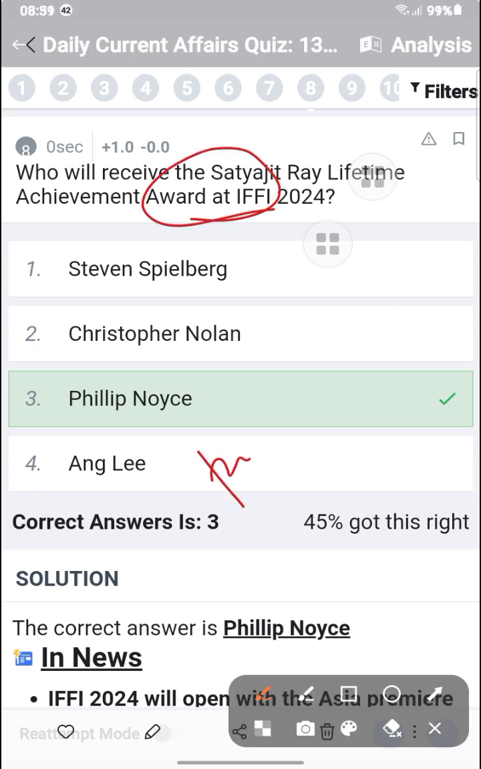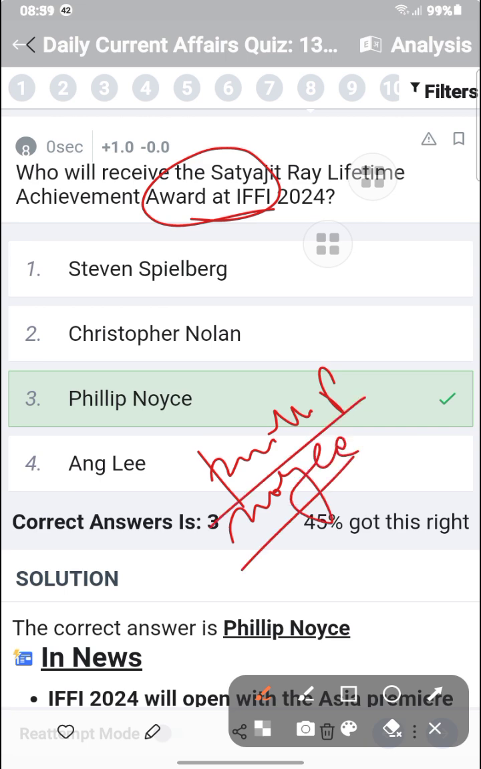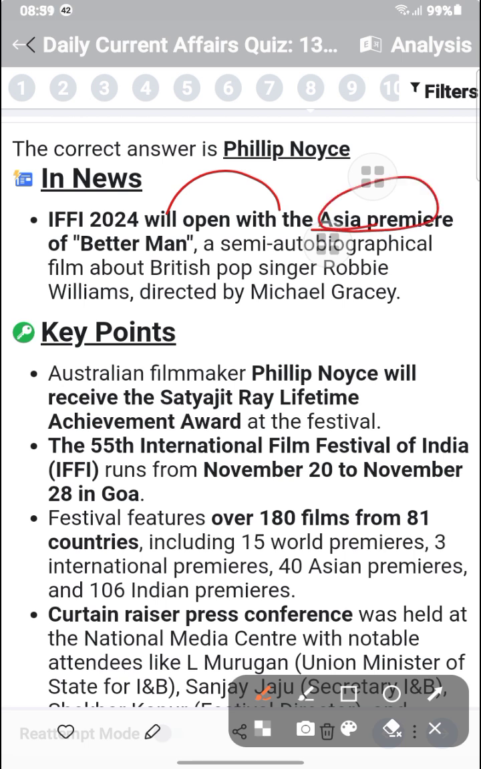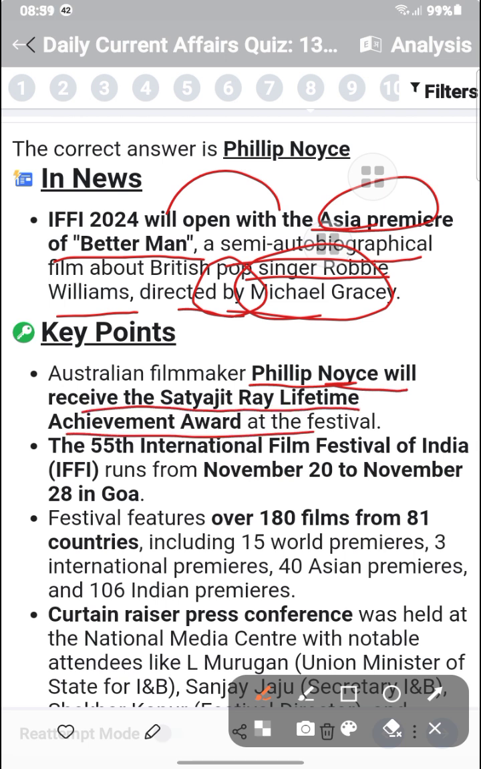Now, who received the Satyajit Ray Lifetime Achievement Award? That was Philip Noyce. The award was announced at the Asia premiere of Better Man, a semi-autobiographical film about pop singer Robbie Williams, directed by Michael Gracey. Australian filmmaker Philip Noyce will receive the Satyajit Ray Lifetime Achievement Award.